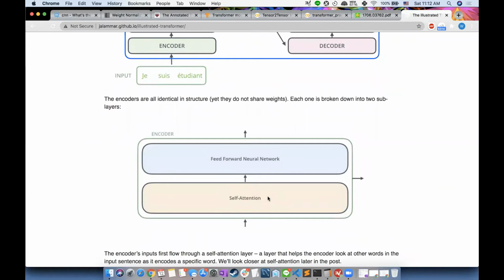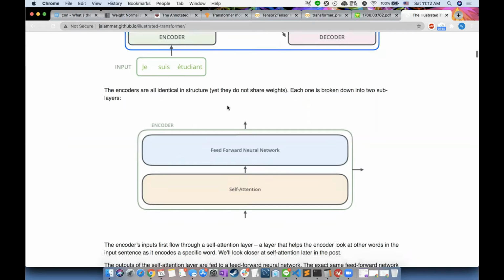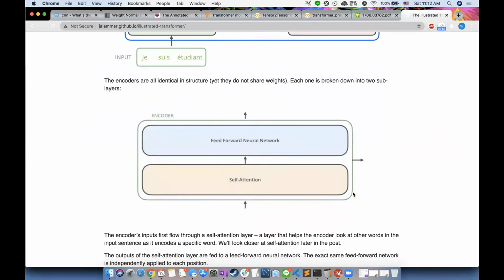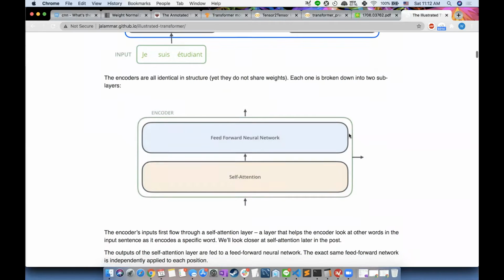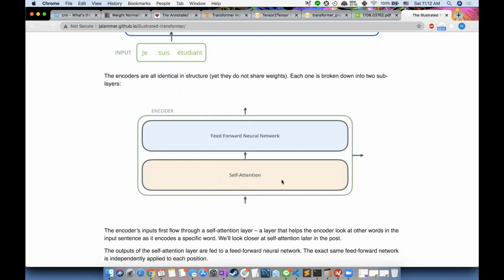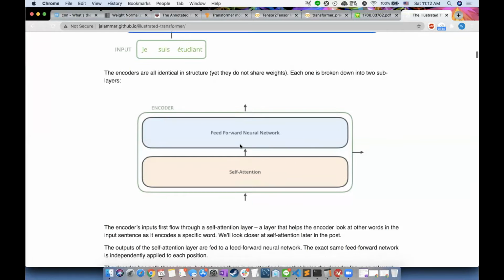So how are these encoder and decoder architected? The encoders are all identical in structure, yet they do not share weights, of course. Each one is broken down into 2 sublayers. So this is the encoder architecture: self-attention, which we mentioned, and on top of that, a feed-forward neural network. Of course, I think this is oversimplified, and we'll look at the entire architecture in a little bit.